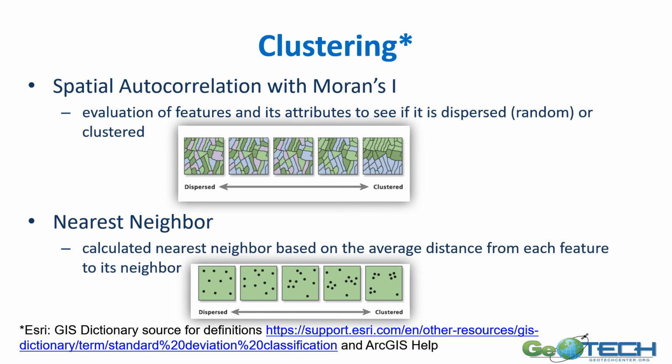Nearest neighbor, that's calculating the nearest neighbor based on the average distance from one feature to its neighbor. Again, on the left, we can see that they're really dispersed, random, and they become more and more clustered as we go to the right.